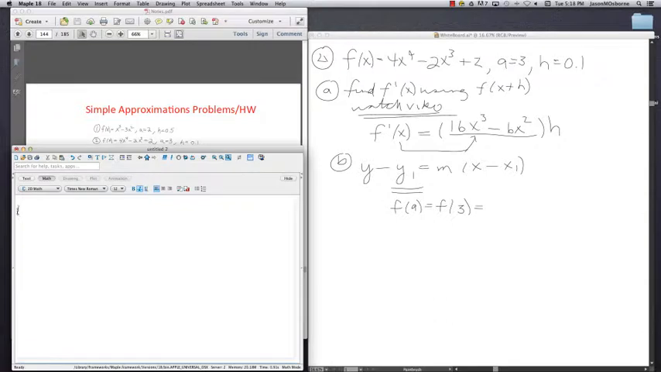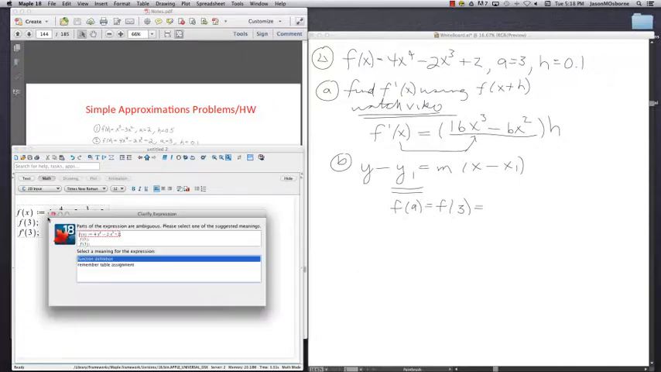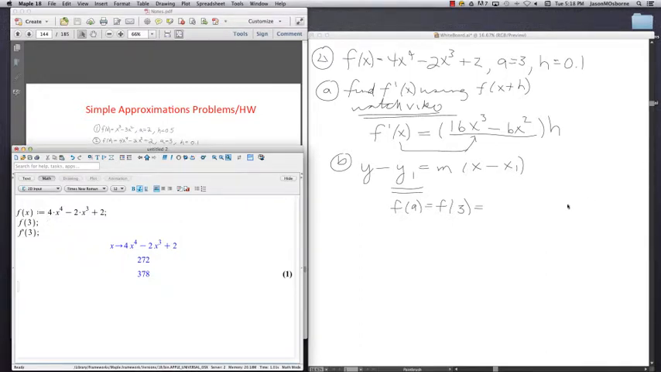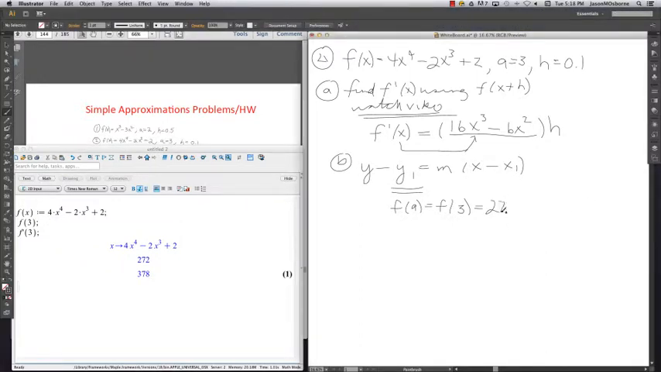So I will go over here to my calculator. I will make my function. This is the software Maple, which we will be using in a little while. The function is 4 times x to the 4th power minus 2 times x cubed plus 2. There is the function, and I would like to find my function evaluated at 3. And we're also going to need f prime of 3. So you can ask the computer to do this and hit enter. And it looks like f of 3 is 272.